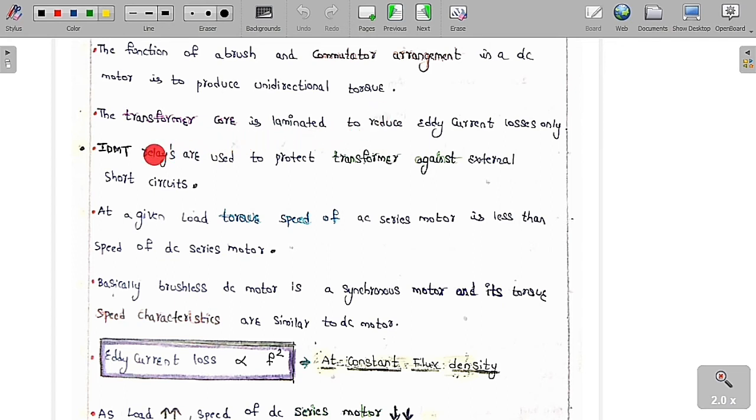The transformer core is laminated to reduce the eddy current losses only. I have already told you the transformer core is laminated.